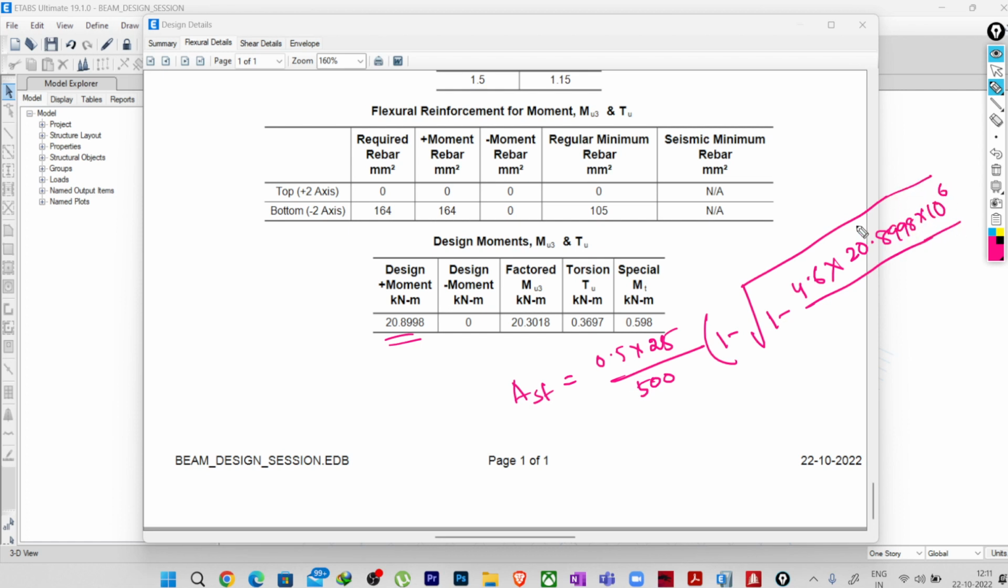Why have I done 10 power 6? Because this is in kilonewton meter and I am putting all the values in Newton and mm, so you have to convert it into Newton mm, divided by 25, which is fck, multiplied by b, which is 200, d is 309 squared, multiplied by b into d. So 200 into 309. Find it out. Tell me whether the answer matches the required reinforcement given here.